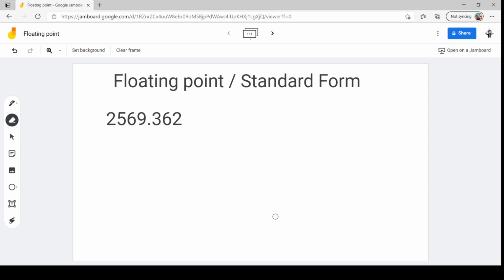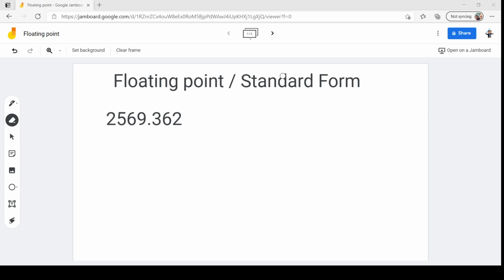Right guys, so today we are looking at floating point representation. Floating point representation in a computer system is how the computer stores a real number, being a number with a decimal point. This is a very similar process to standard form notation in maths.